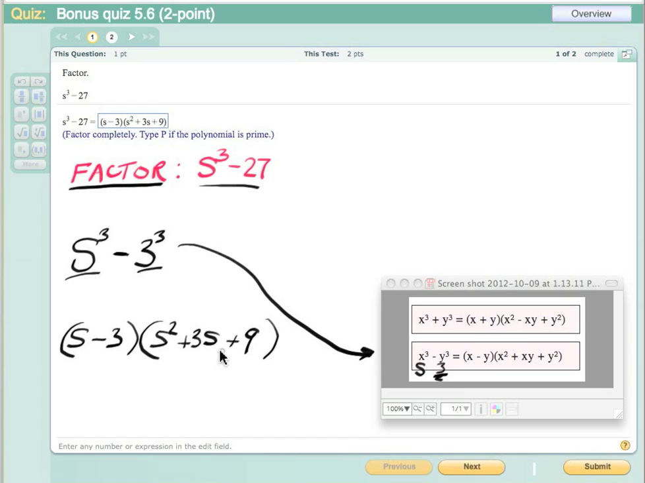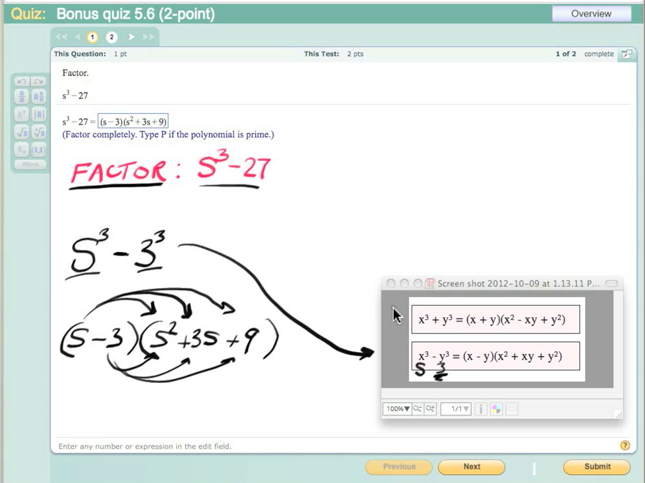Here's the key idea though. It just so happens you have a binomial here and a trinomial. And if we were to multiply it out, we'd have 3 arrows running from that s, and we'd have 3 arrows running from that negative 3. We get 6 terms in all. And it turns out that most of those terms would cancel each other out, and we'd be left with just s cubed minus 3 cubed.